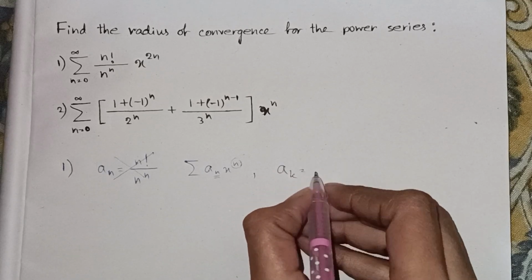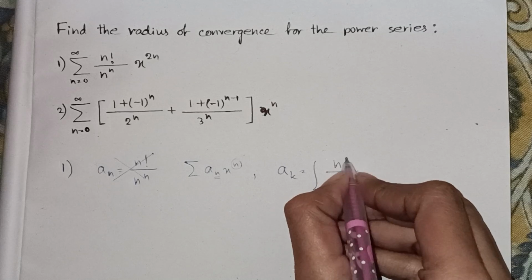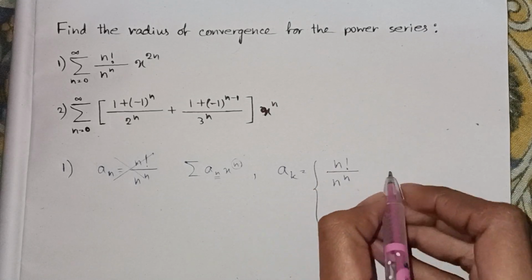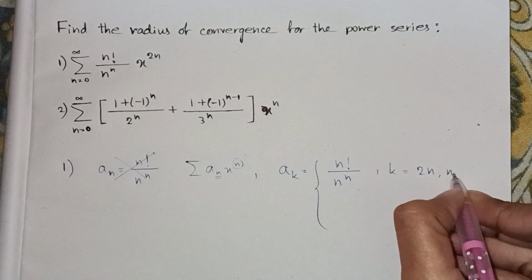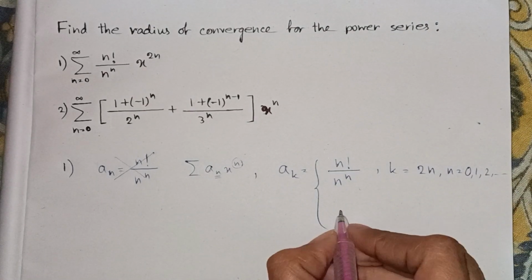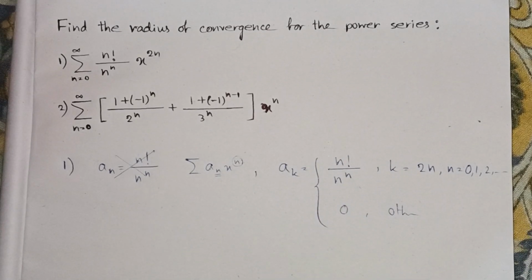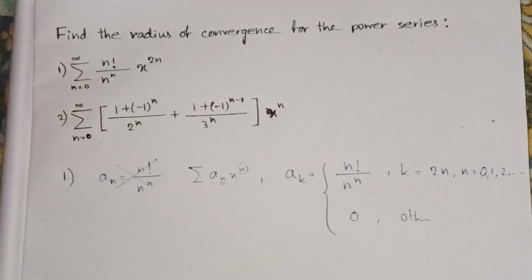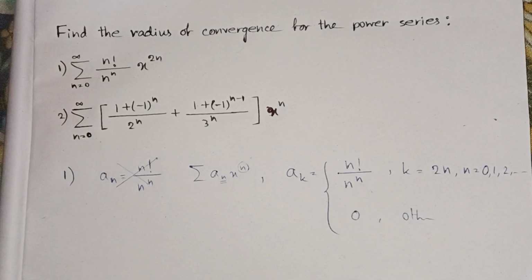So we will write a_k is equal to n factorial over n to the power n when k is 2n, for n equal to 0, 1, 2, up to infinity, and 0 otherwise. This is very much important. And why is this step so important? Let's find out in the next step.